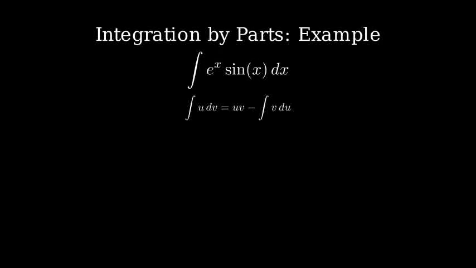Here's the formula for integration by parts. The integral of u dv is equal to u times v minus the integral of v du. Our task is to identify the two parts u and dv, and then find du and v.